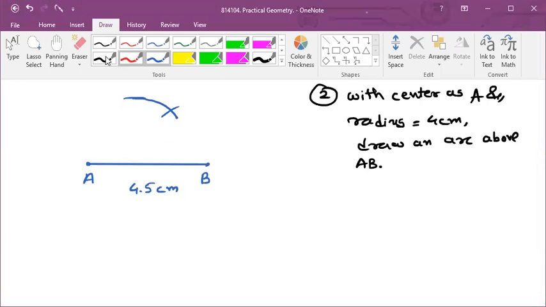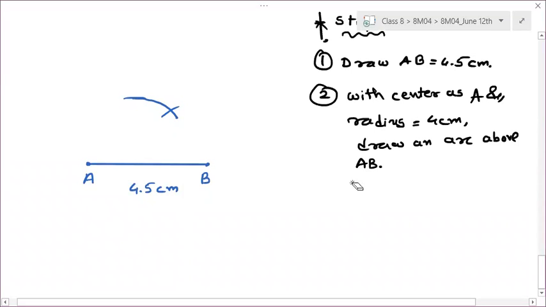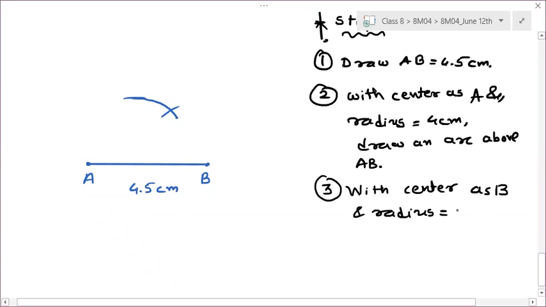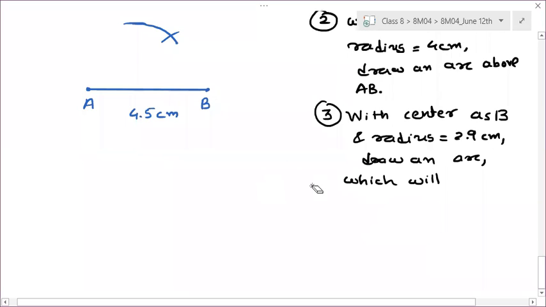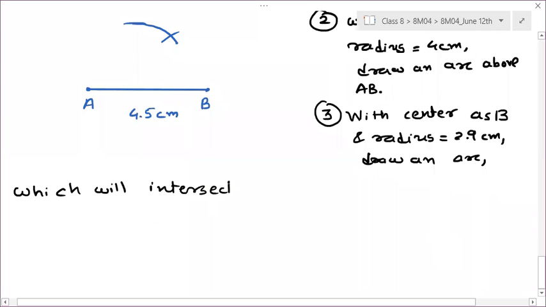So third step, with center as B and radius equal to 2.9 centimeter, I will draw an arc which will intersect the previously drawn arc at O. Okay, which will intersect the previous arc at O.